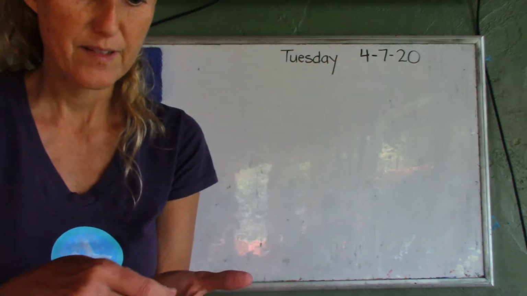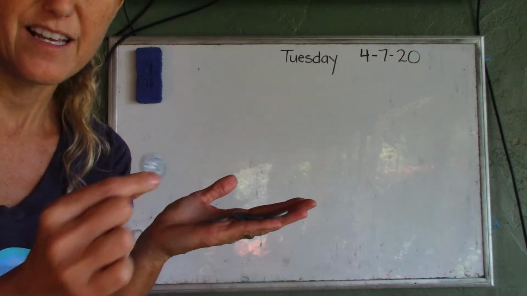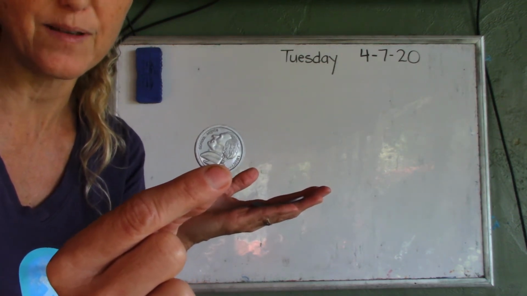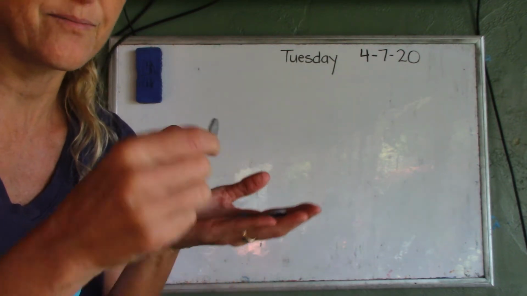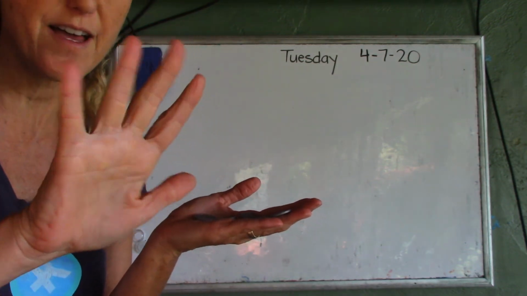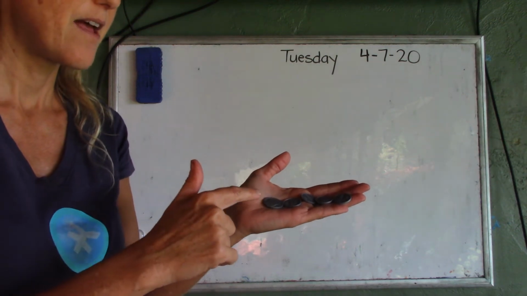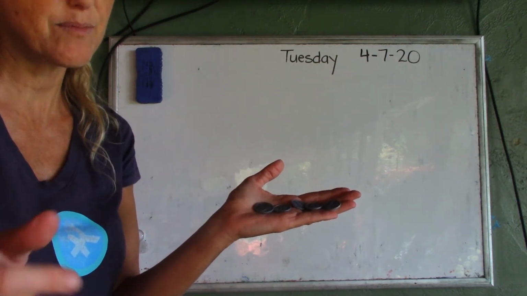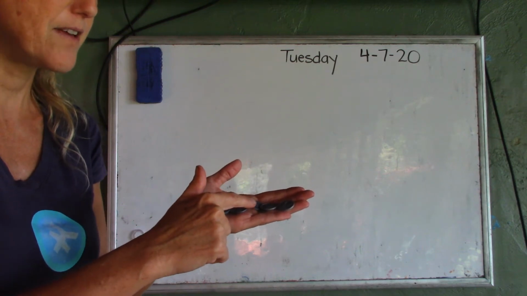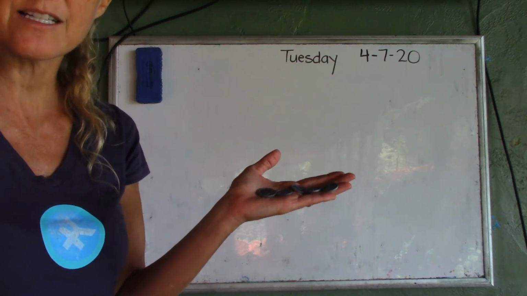Right here in my hand, I have some nickels. And these are fake nickels, right? They're fake, but you might have some real nickels at home to practice with. So a nickel, right? The nickels are worth 5. So let's count the nickels that I have here. We have to count by 5s, because they're worth 5. 5, 10, 15, 20, 25. So I have 25 cents worth of nickels.